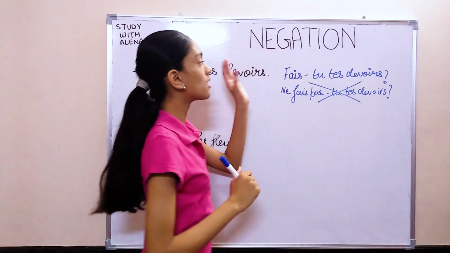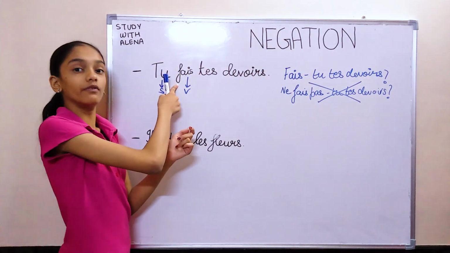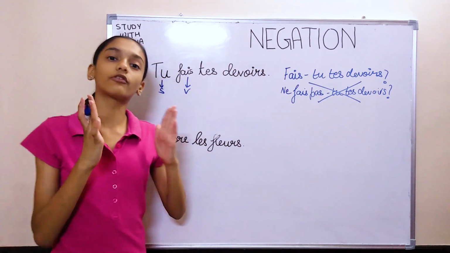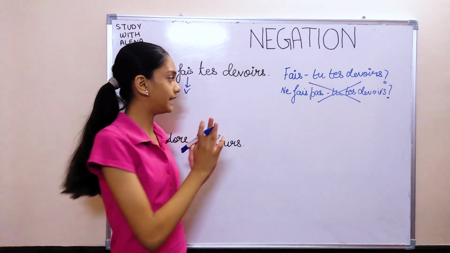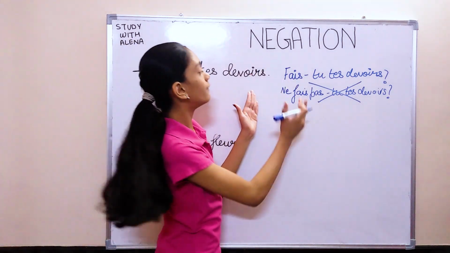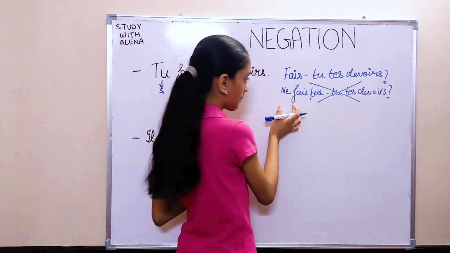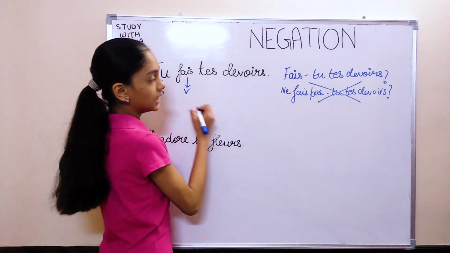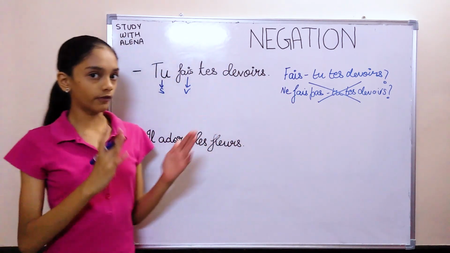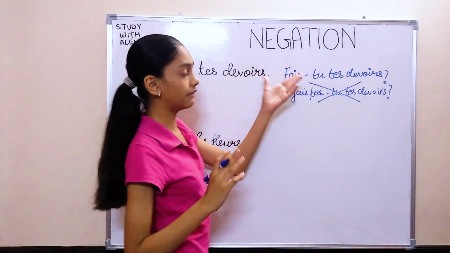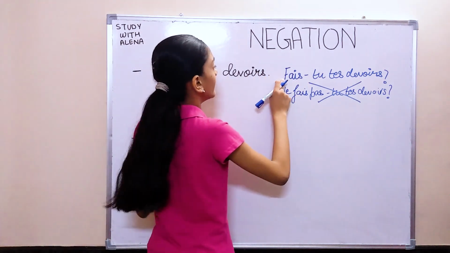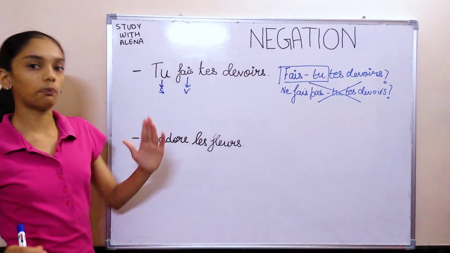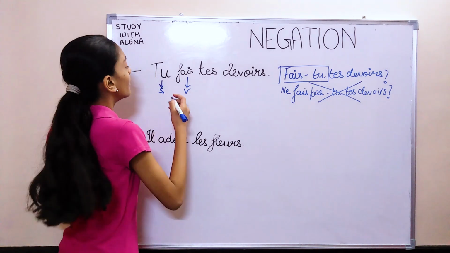Why? Because in inversion, once we have inverted the places of the subject and the verb, they have come together and now we cannot separate them using ne and pas. Because when we place the ne and pas, the verb and the subject get separated. So for that, we place the ne and pas not only around the verb but around the whole inverted part, like fais-tu. Around this whole part, n' and pas will come.